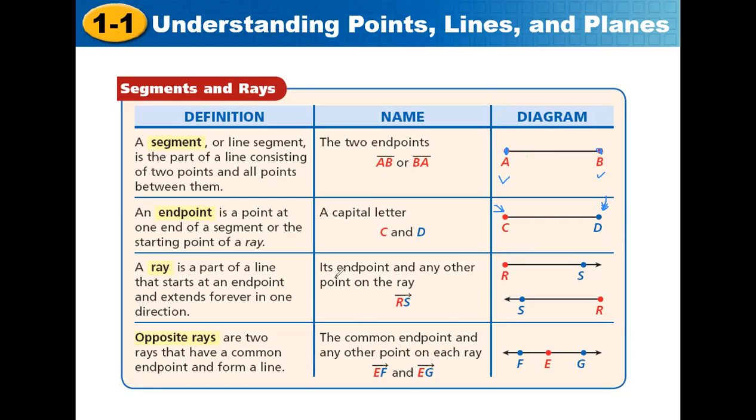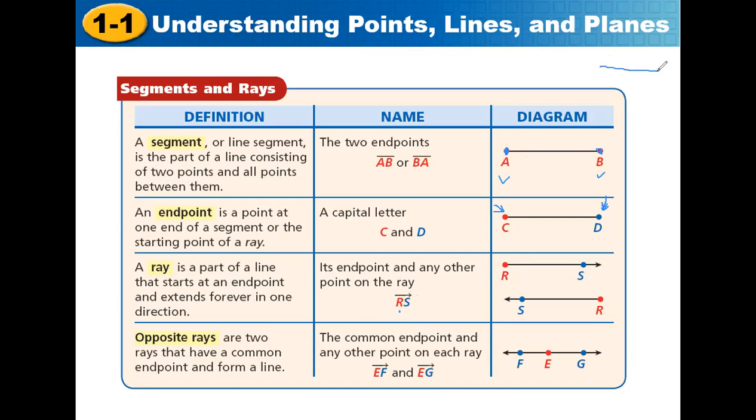So we can write the ray RS. The ray RS means that you will start from the point R and you will go through S in the direction of S. Let me give you a question in this part.